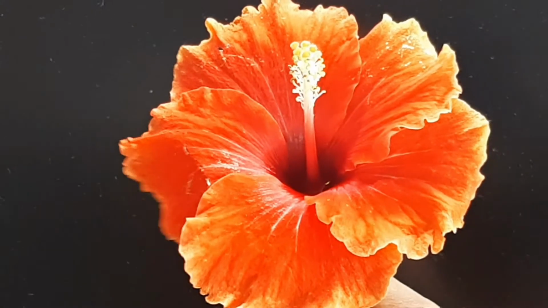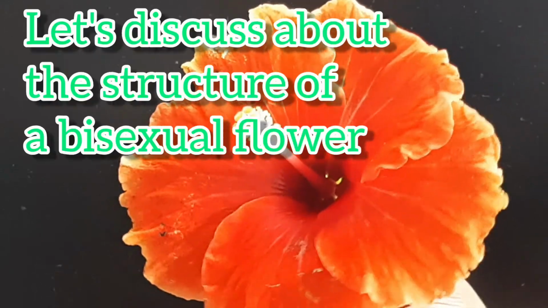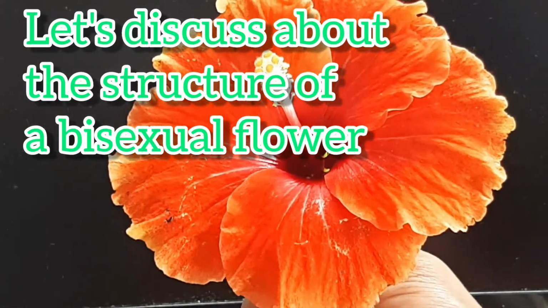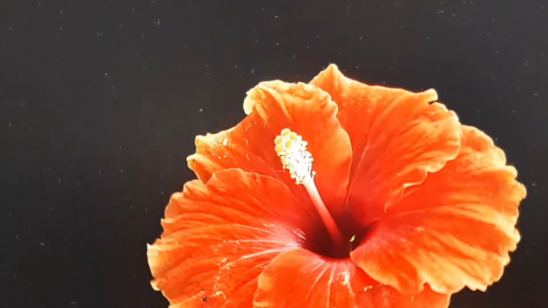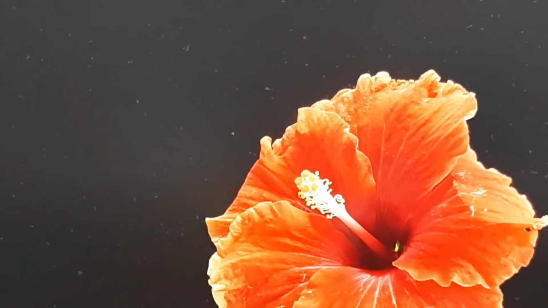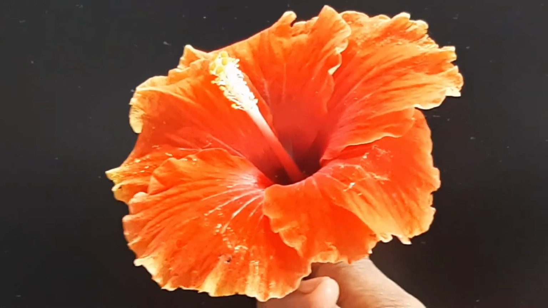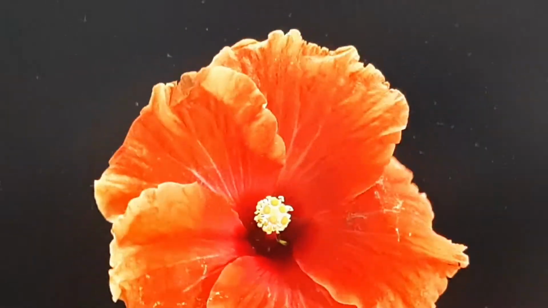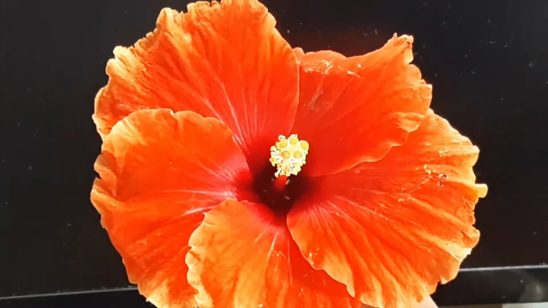Now, before going into details about the sexual reproduction in flowering plants, let me discuss the structure of a flower. Here you can see I have taken a bisexual flower, China rose. As I have discussed before, what is a bisexual flower? So here in this flower you can get both the male and the female reproductive structure. Let me discuss how to understand a bisexual flower.